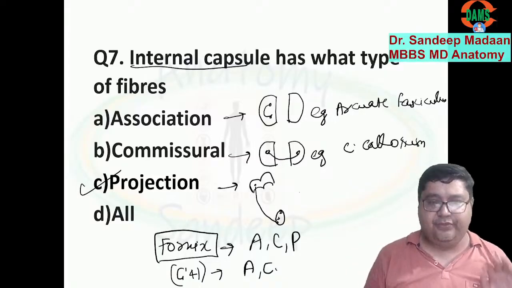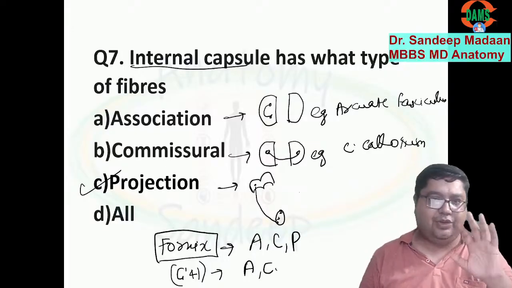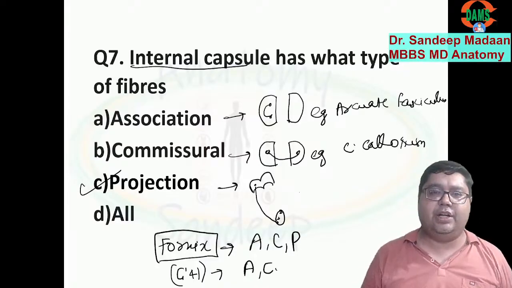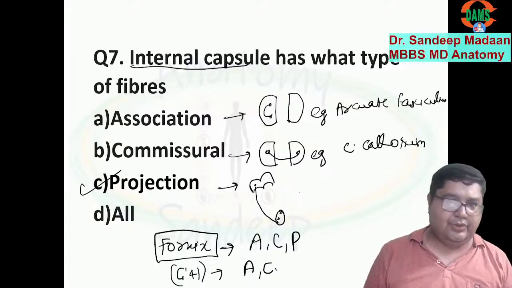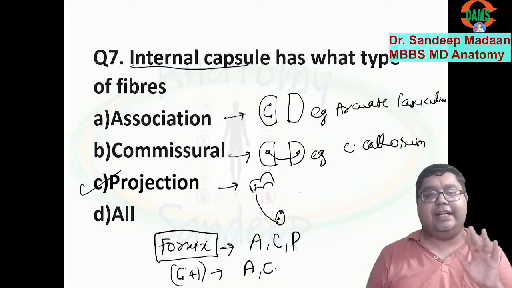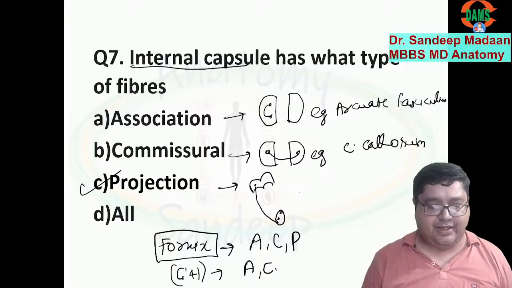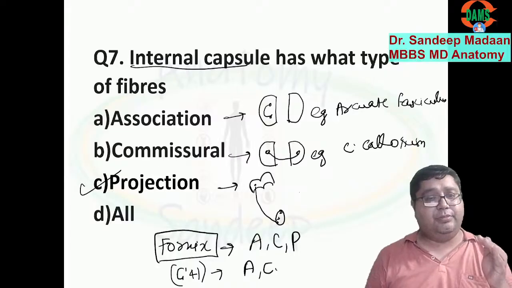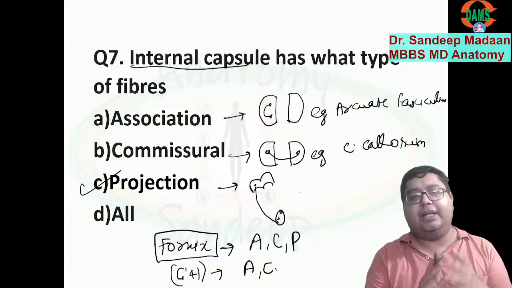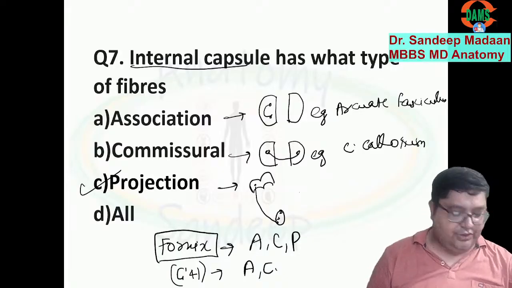Let me help you here. If you get a question, fornix is having what type of fibers, and in the choices you have A, C, and P, association, commissural, projection, all given, that's the best answer. Without any doubt, go with that because all the books are saying so. Even in Gray's Anatomy, it is not stated that it is not projection; it has only not been described under projection. Rest all the books are saying ACP is there. But by chance, if the option is not A, C, and P but a combination like A and C, or C and P, in that case go with A and C. So depending upon the choices you have got, you have to mark the correct answer.